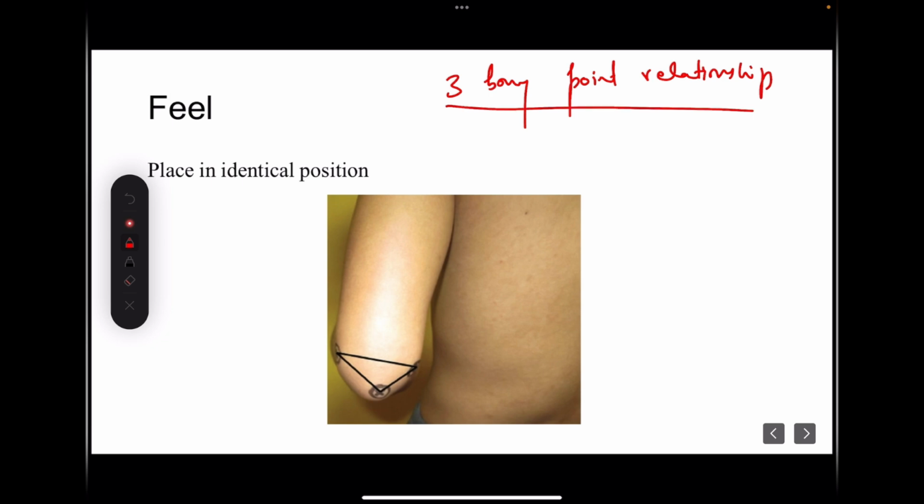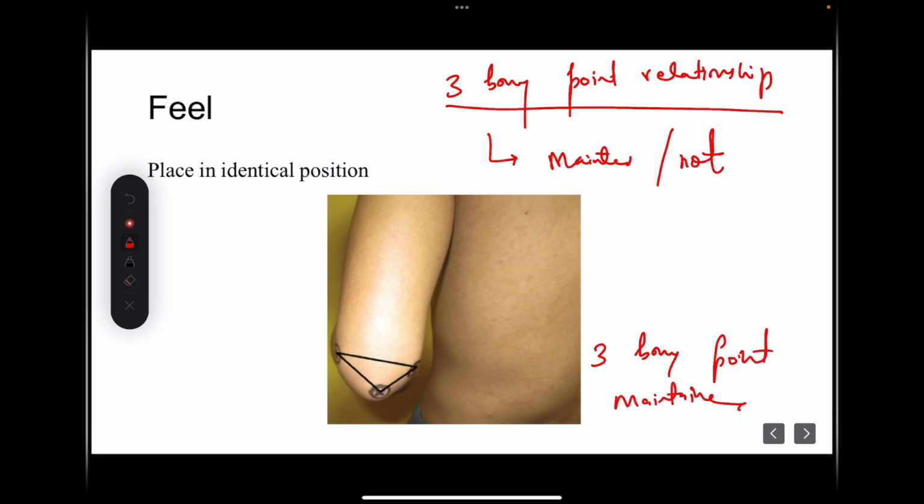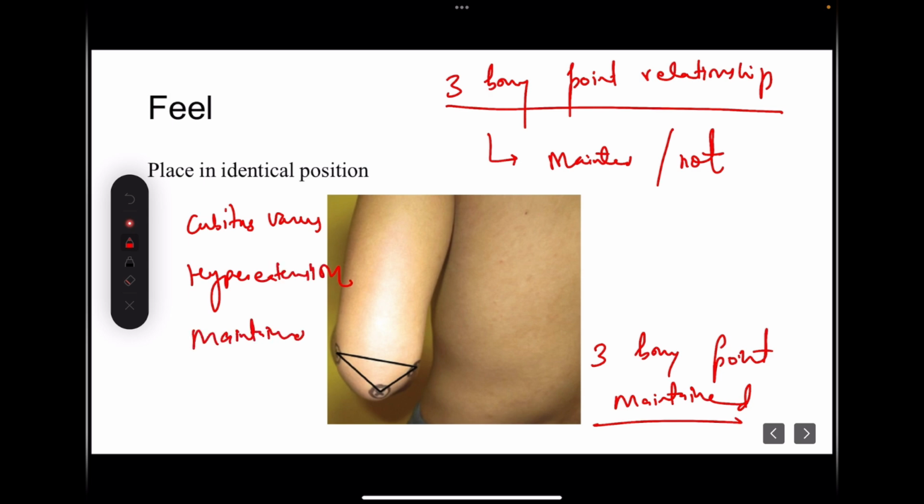We should be seeing whether the three bony point relationship is maintained or not. That is the most common thing we should be seeing during the feel part. So for this child, the three bony point relationship was maintained. So what all findings do we have right now? The child had cubitus varus deformity, had hyperextension, and the child had maintained three bony point relationship.